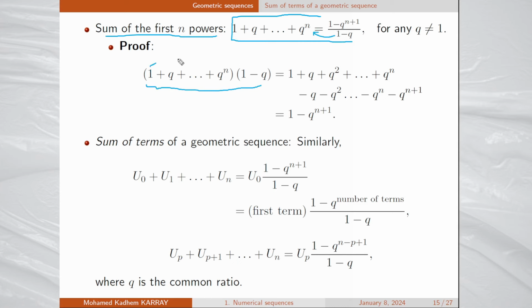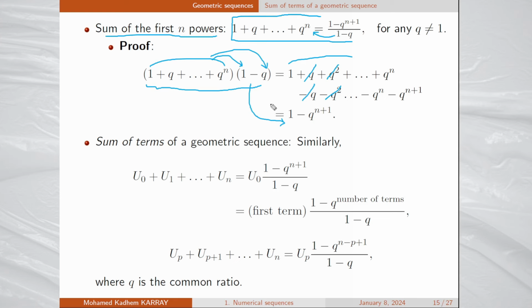We firstly multiply these terms by 1, which gives this value here. Then we multiply this term by minus q, which gives the second line here. But now observe that q and minus q disappear, q squared minus q squared, etc., until the last term, and the remaining terms are 1 and q to the power n plus 1. Now divided by 1 minus q, we get the stated result.